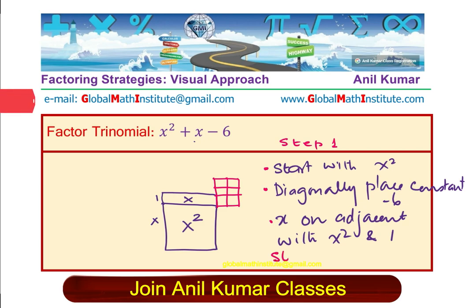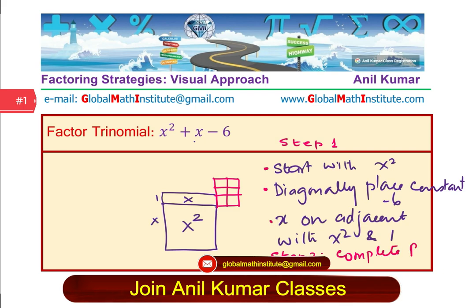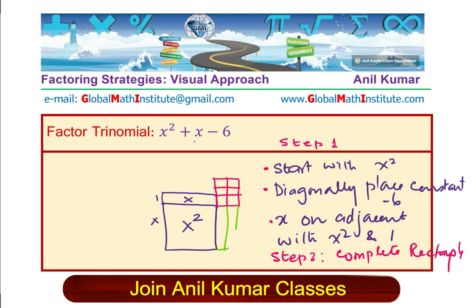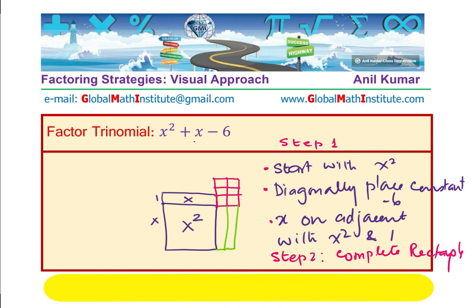Now step 2 is complete the rectangle. Perfect. So how do you complete it? So I'm taking a neutral color. So we could place 1x here, right? Another x. We could place 1x and another x. So that completes the rectangle.